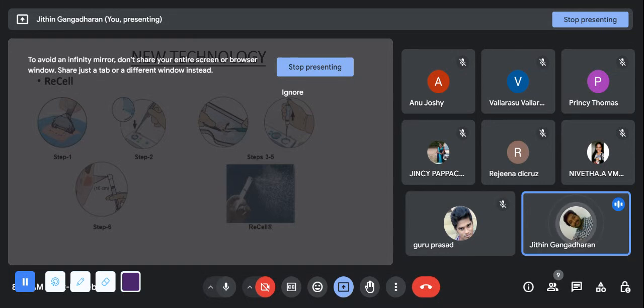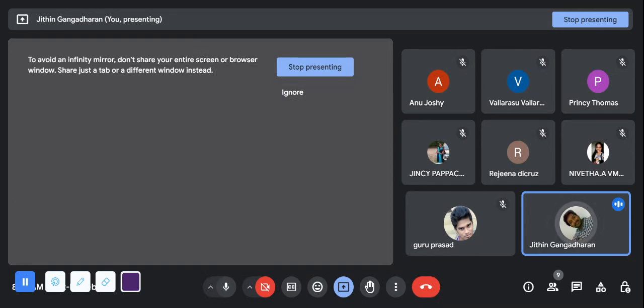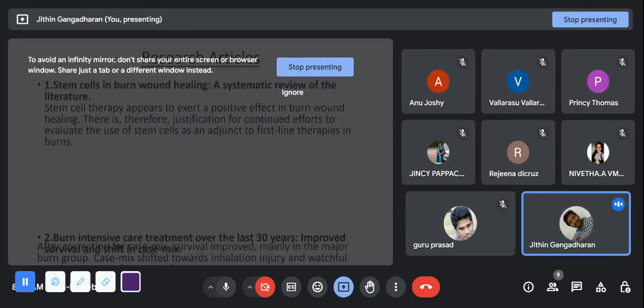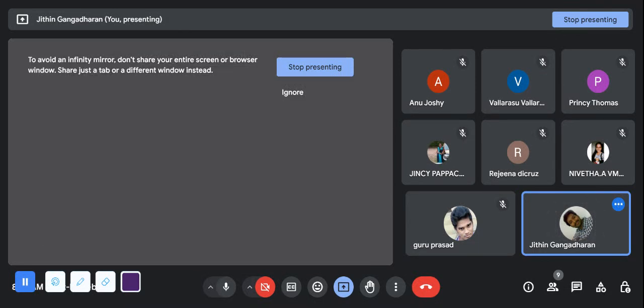These are the new technologies. No question will be asked from the new technologies. Let's leave the research articles.